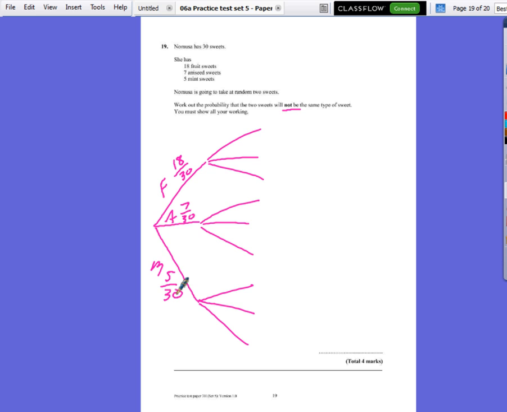Now it says work out the probability of not being the same. Well, you can see we need this branch, this one and this one, this one and this one. And that's a lot of working out to do. So what I'm going to actually do is work out the probability of them being the same and take that away from the whole one.